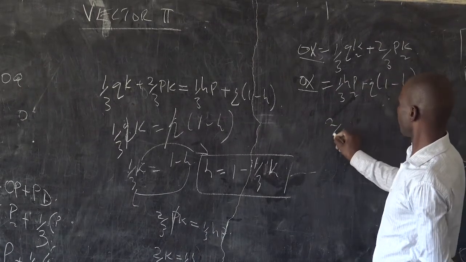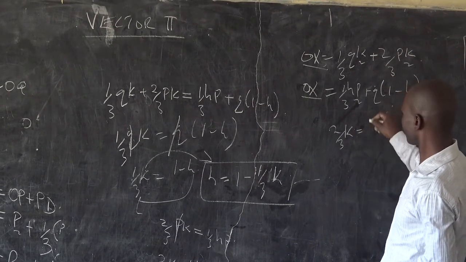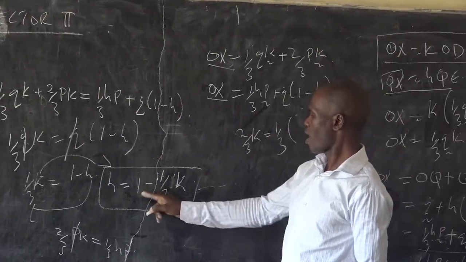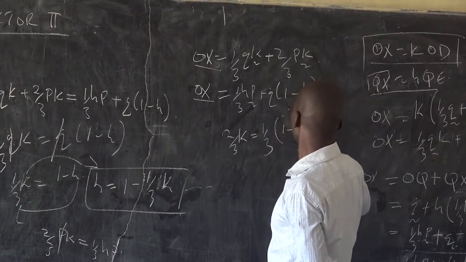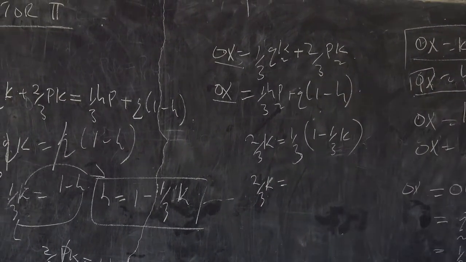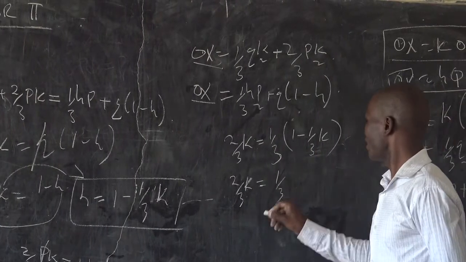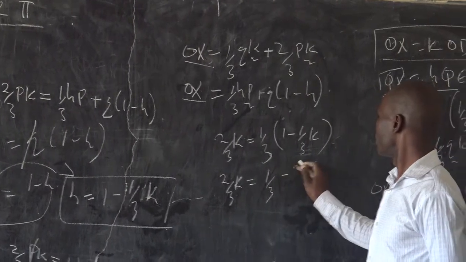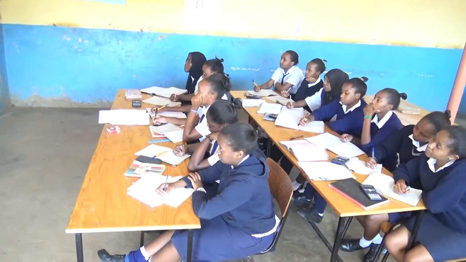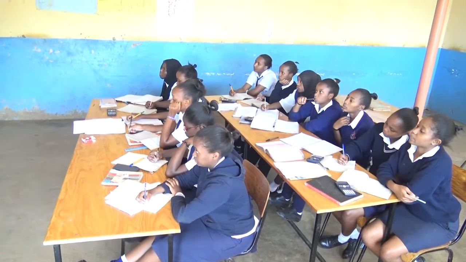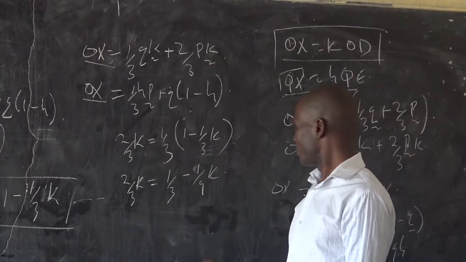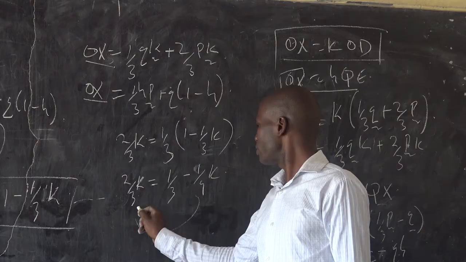So therefore we have 2 over 3 k equals a third. And what is the value of h? 1 minus k. So very fast, this is 2 over 3 k equals a third times 1 minus k, which is 1 over 9 k. Clear? Because when opening the bracket, you multiply everything in the bracket.